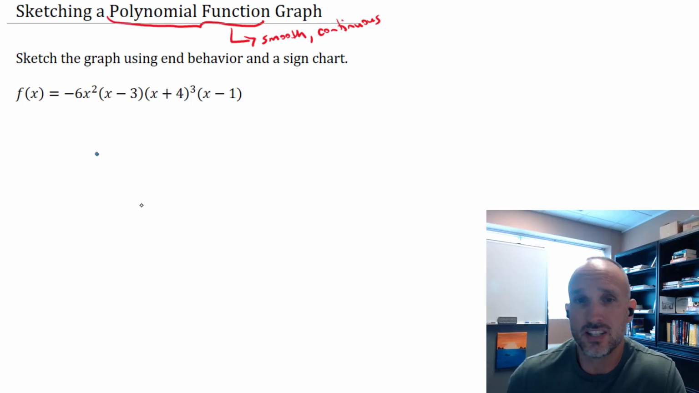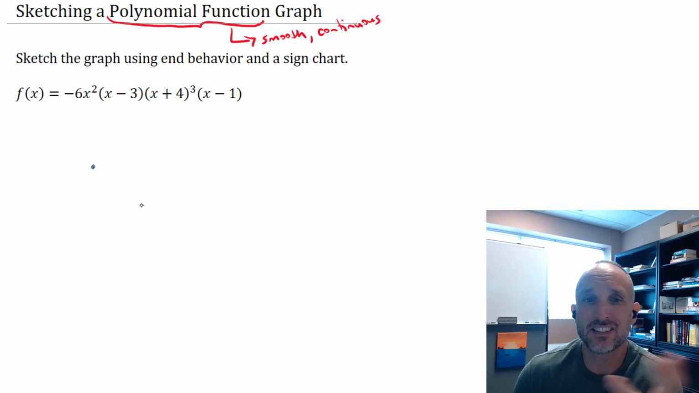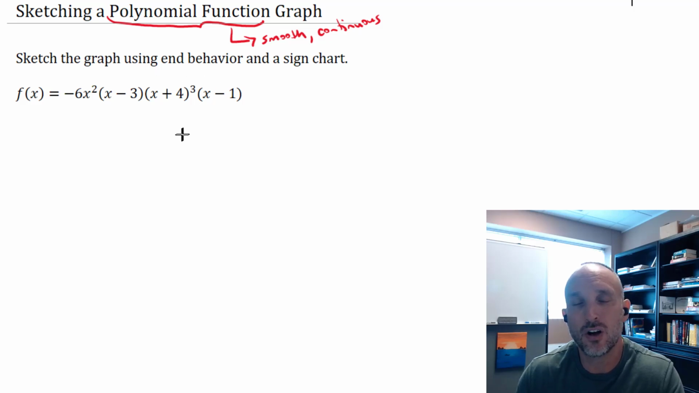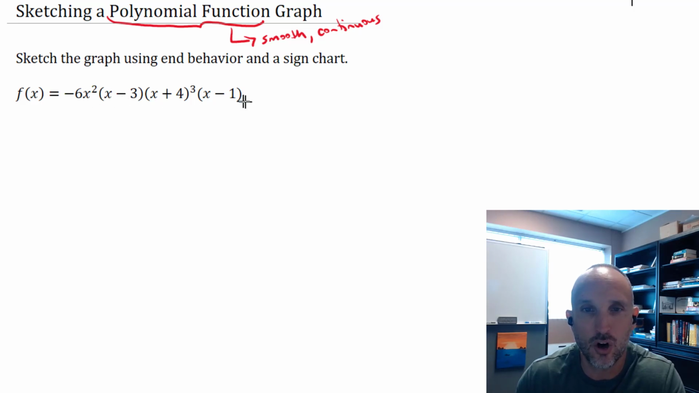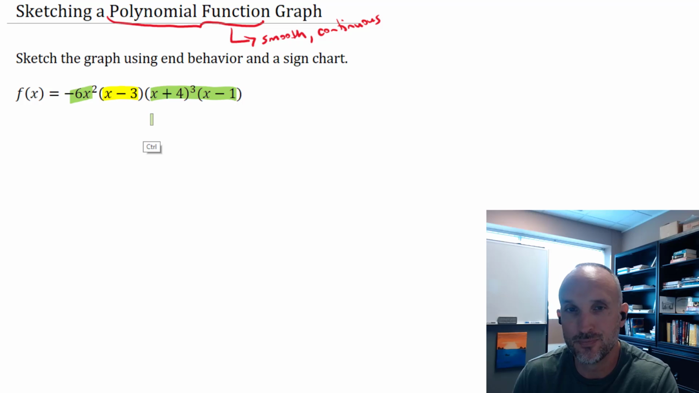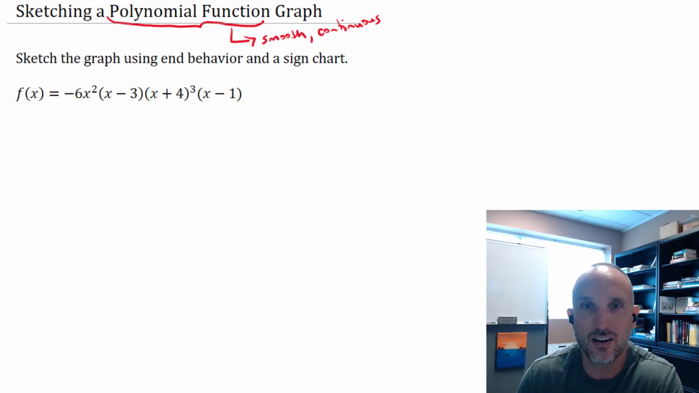The way you want to start is by finding the x-intercepts or the zeros. So the x values that make this whole function 0 are the x values that make each factor 0. For example, if x is 3 and you plugged in a 3 for all the x's, you would see that 3 minus 3 would turn into 0, and then it wouldn't matter what the rest of this stuff is. When you multiply it, you get 0. So in this problem, we have four zeros.